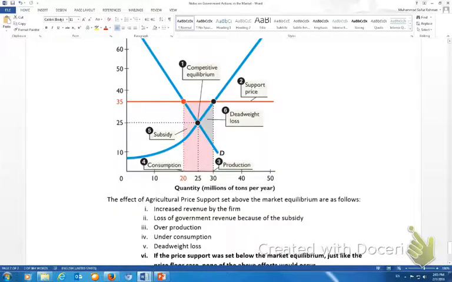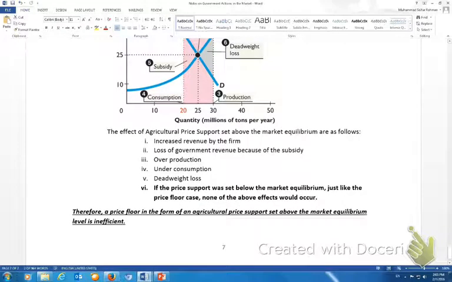Okay, so let us summarize what we have just covered. When we have an agricultural price support set above the market equilibrium, it is going to increase the revenue of the firm. There is going to be a loss of government revenue because of the subsidy, because the government has to pay for that. There is going to be overproduction, underconsumption, and deadweight loss. If this price support was set below the market equilibrium price, none of this would have happened, right?